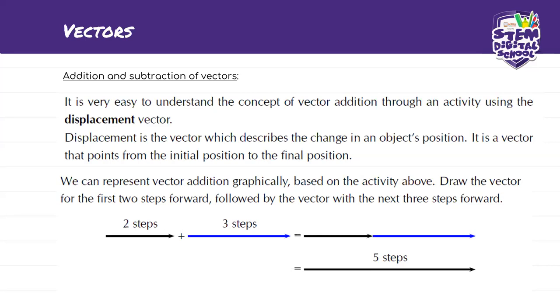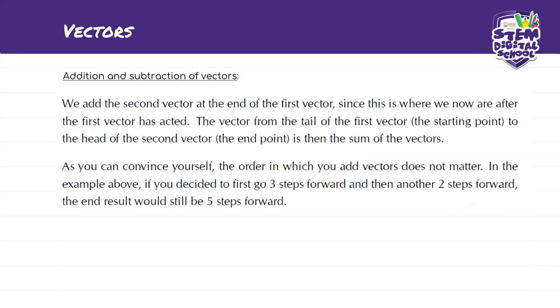So we add the second vector at the end of the first vector, since this is where we are now after the first vector has acted. So which means that now our new point of action is the end of the arrow, which will be right here. So the end of the arrow will be our next position for us to move, which is the three steps in this case. Okay. So the vector from the tail of the first vector, which is the starting point, to the head of the second vector, which is the end point, is then the sum of the vectors.